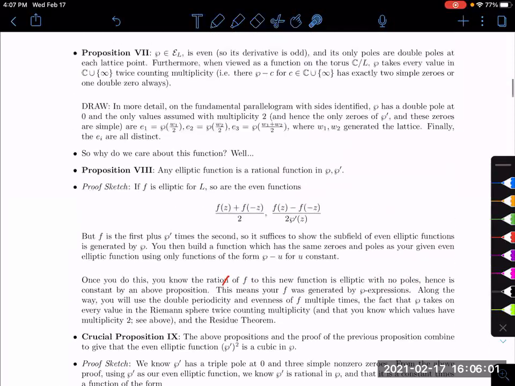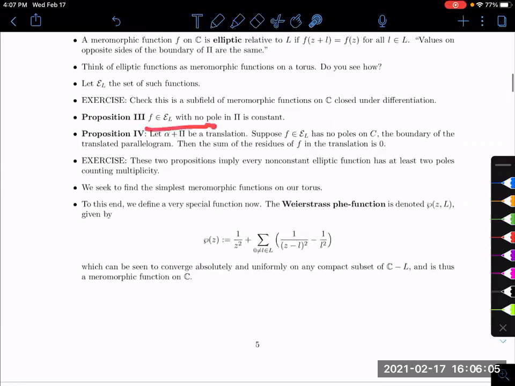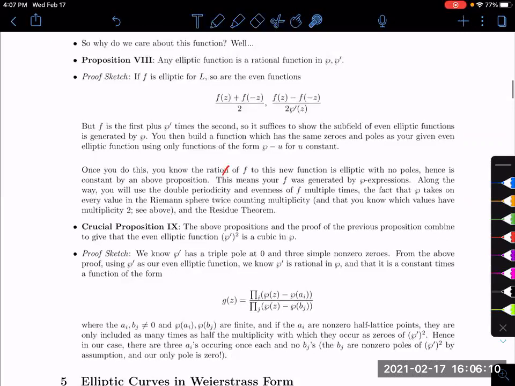But there's a proposition above up here that says any elliptic function with no pole is constant. So what this tells you is that your starting even elliptic function f is basically some constant times an elliptic function with the same zeros and poles as f, made out of nothing but these expressions phi minus u. And so it's a rational function in phi, and you're done.